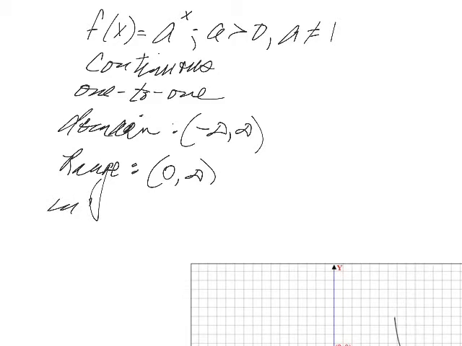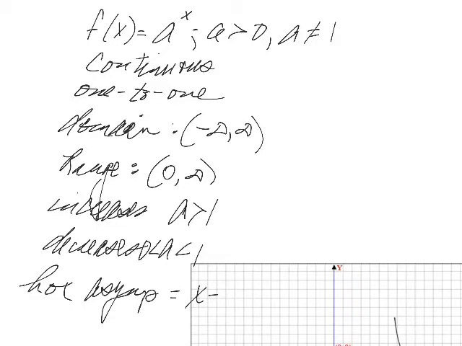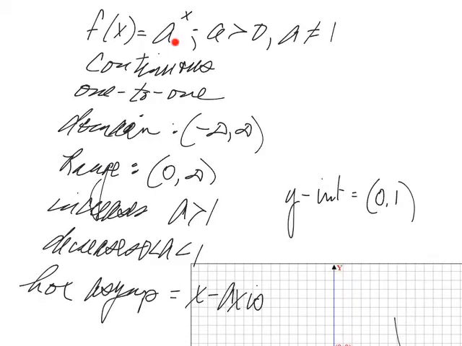We know that it increases if a is bigger than 1, and it decreases when a is less than 1, but also when it's greater than 0, so when it's a positive decimal. We know that the horizontal asymptote is the x-axis. And finally, we know the y-intercept, I'll put that right here, is 0, 1. It crosses the y-axis at 0, 1. Okay, that is if it's in this form right here.